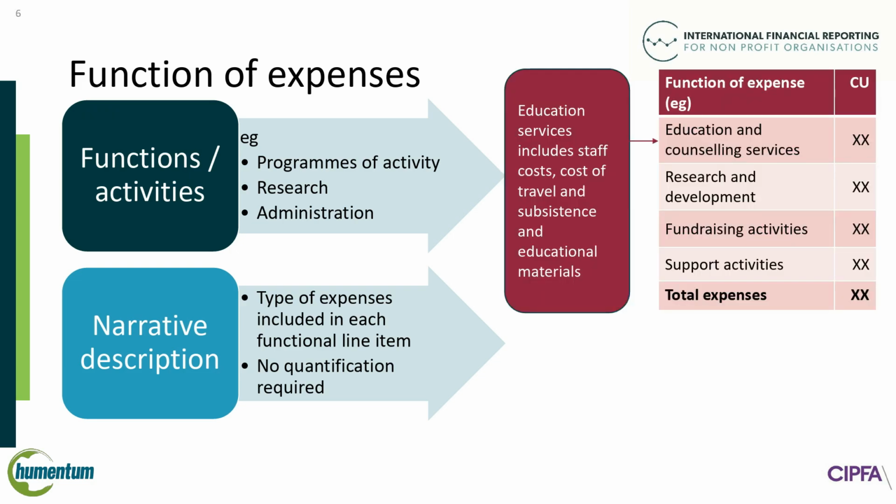In this example, the analysis shows the cost of its activities on education and counseling services, research and development programs, fundraising activities, and support activities. The analysis of activities and programs should provide information that is the most relevant and reliable to the users of the NPO's financial statements. For this example, the types of costs included within educational activities is provided in a narrative description as shown. This would also need to be provided for the other functions presented.